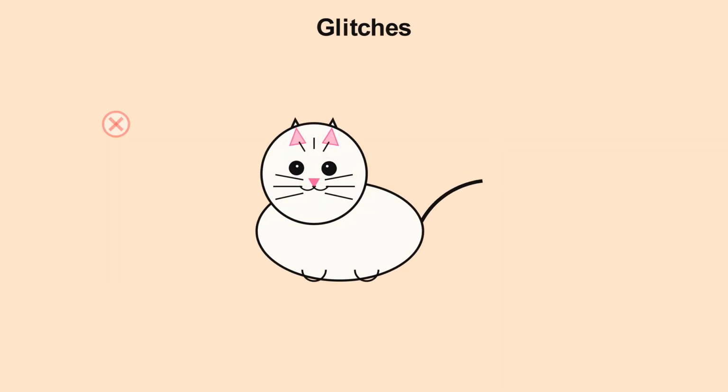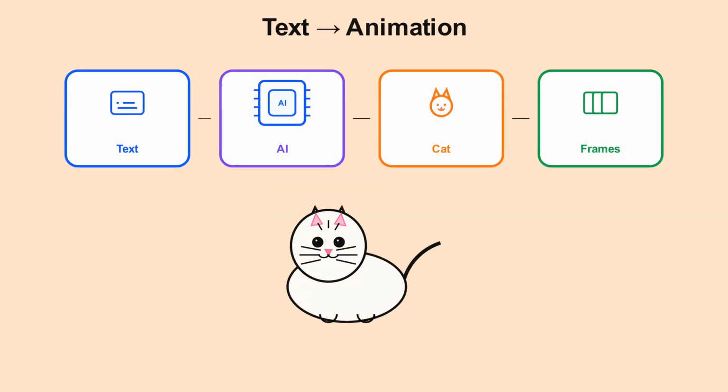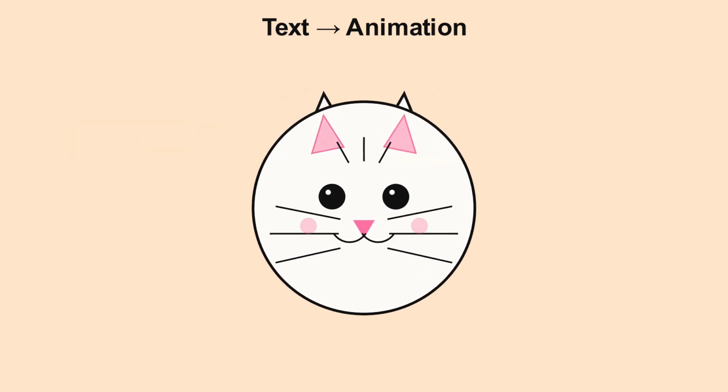And this is where AI can mess up. The code might be wrong, the motion can look stiff, or the cat can become weird for a moment. So, an AI cat animation is not instant magic. It is text turned into instructions, shapes, motion, frames, and finally, a moving cat.